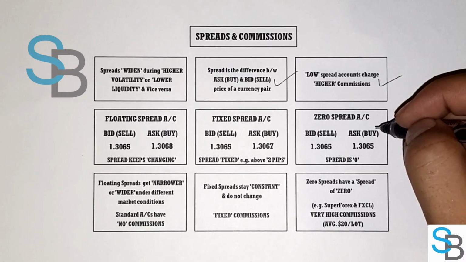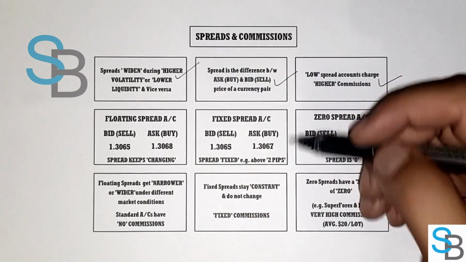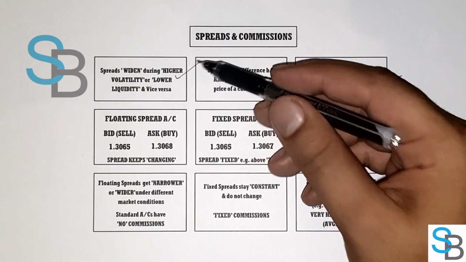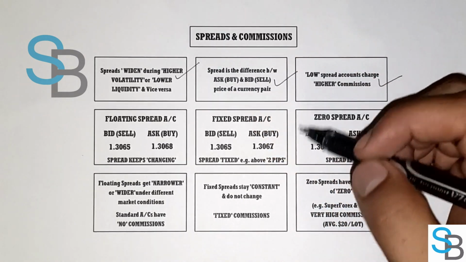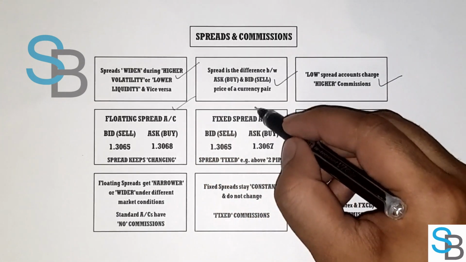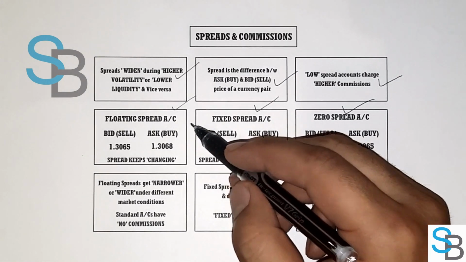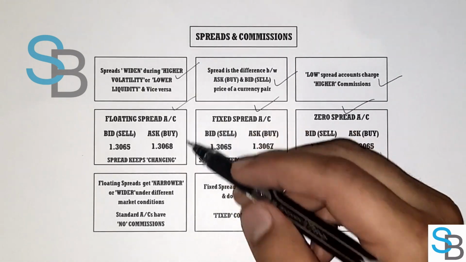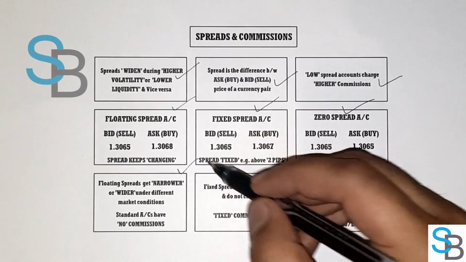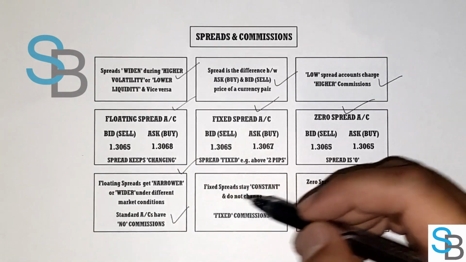During trading sessions, spreads tend to widen when volatility is high and liquidity is low, and they become narrower in opposite conditions. There are 3 types of accounts offered by Forex brokers: floating spread, fixed spread, and zero spread accounts. In a floating spread account, the spreads are always changing. They get narrower or wider under different market conditions, and normally these accounts have no commissions.